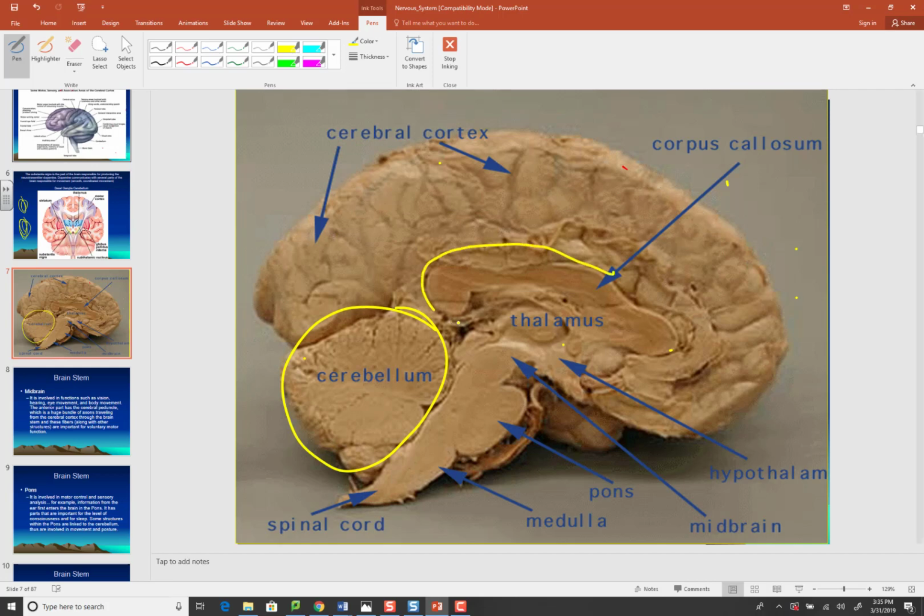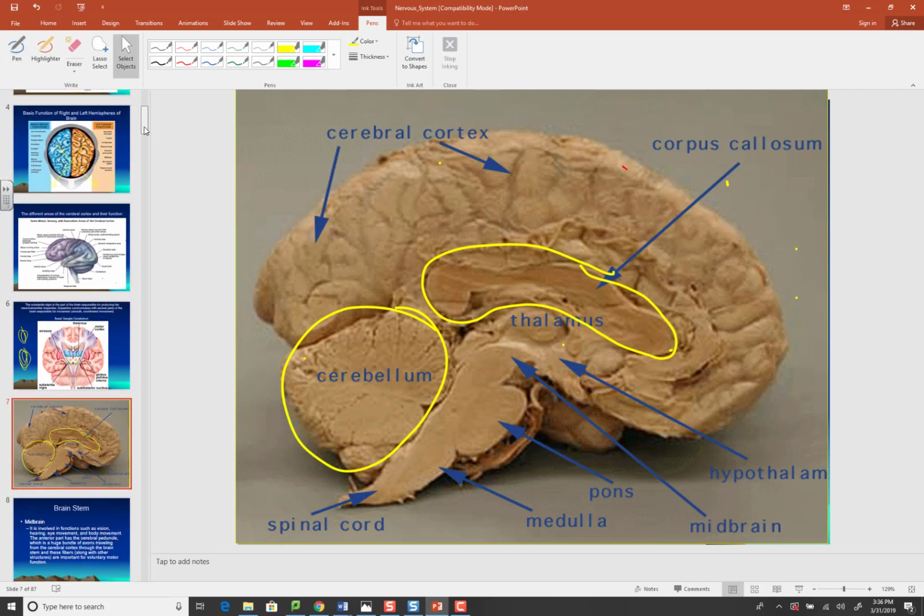Then you have the corpus callosum. The corpus callosum connects the two hemispheres of the brain. So it allows information from each hemisphere to be transferred.